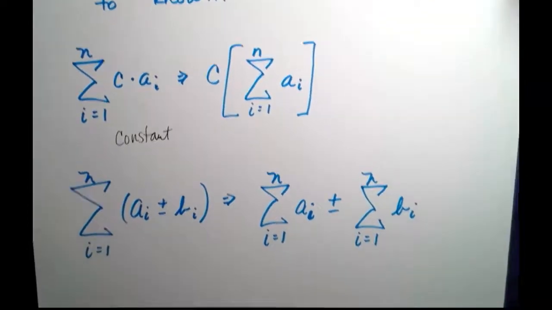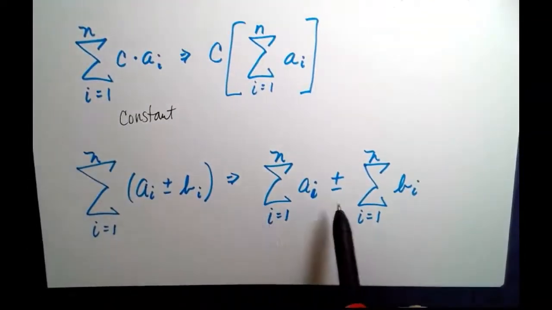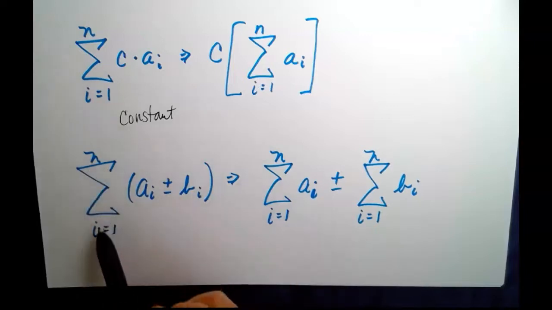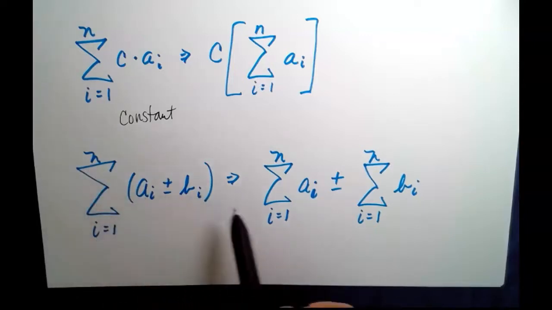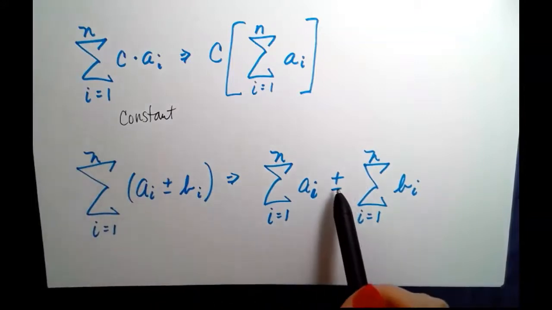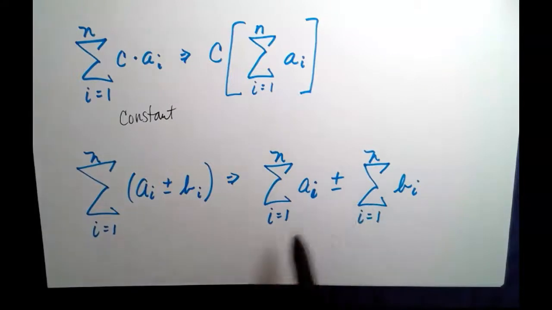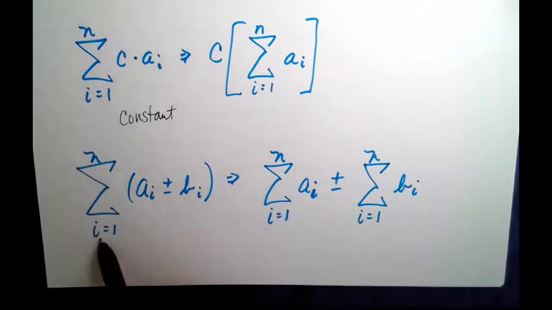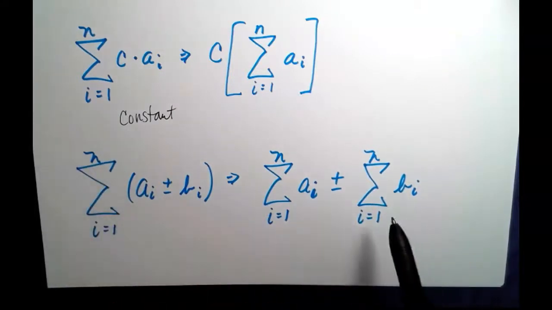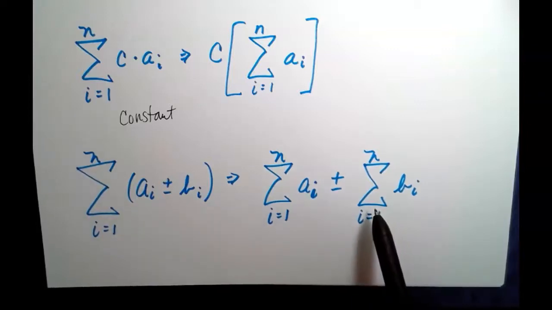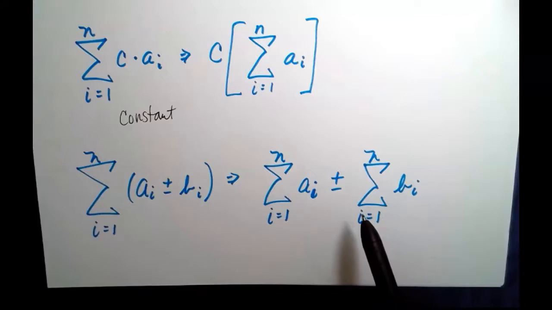And I have written the last 2 rules all in one by using the plus minus sign. So the summation of a sum is going to be equal to the sum of the 2 summations. That's a true statement, as well as the summation of a difference will also be equal to the difference of those 2 summations. Of course, order being very important there.